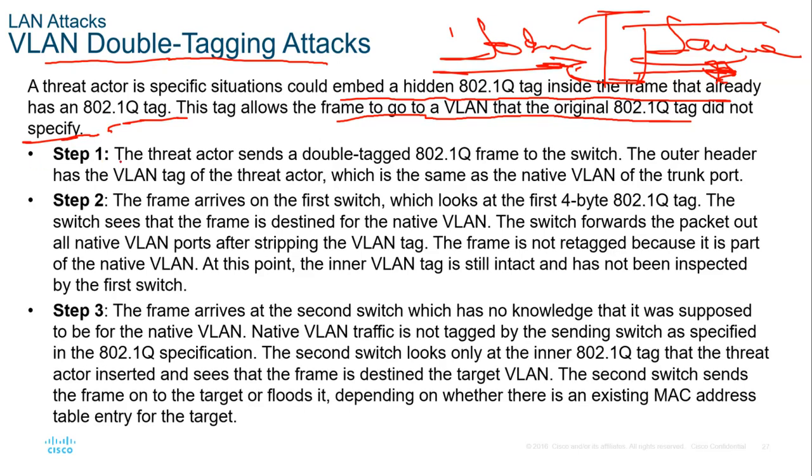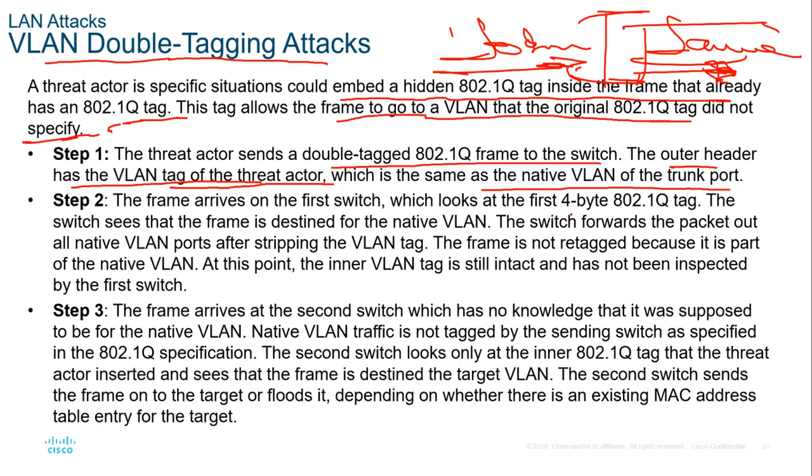Step number 1, the threat actor sends a double-tagged frame to the switch, and the outer header has the VLAN tag of the threat actor, which is the same as the native VLAN. The VLAN tag of the threat actor is disguised as the native VLAN tag, and for that, it will be allowed on the network without being checked.